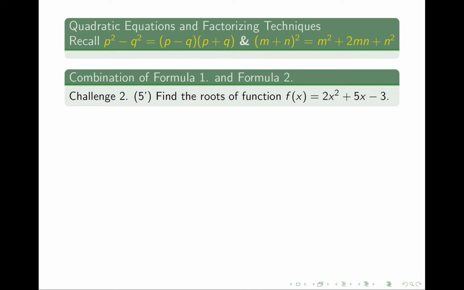5 minutes, I think it's a fair time to find the roots of function f(x) equals 2x squared plus 5x minus 3. If you want, of course, you can pause and try to solve this quadratic equation and find the roots of function f(x), or you can directly continue watching.